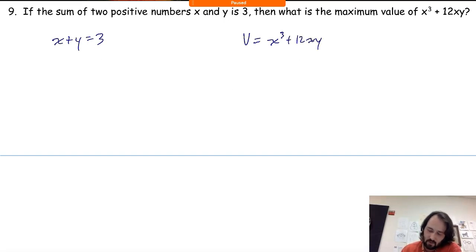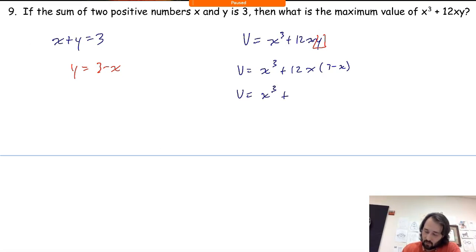And as you've seen all along, it is very nice if I can differentiate in just terms of one thing. So it really doesn't matter what you substitute for. I would probably choose y because it's going to make the least amount of work, because then y would be 3 minus x. And if I make that substitution, then v is x cubed plus 12x times 3 minus x. So the value, v stands for value, would be x cubed plus 36x minus 12x squared.